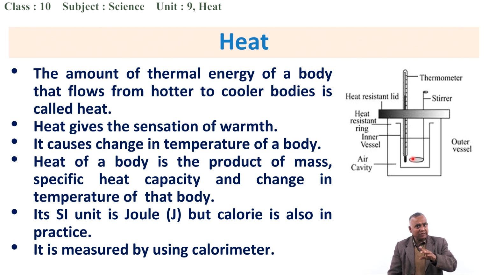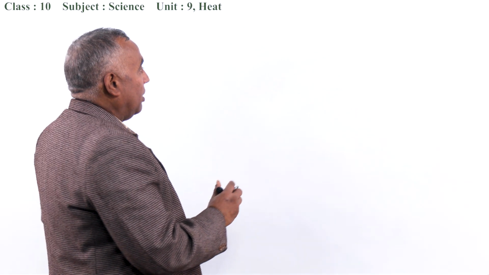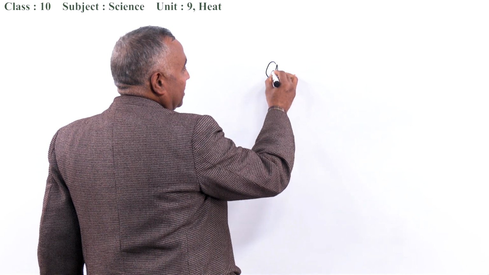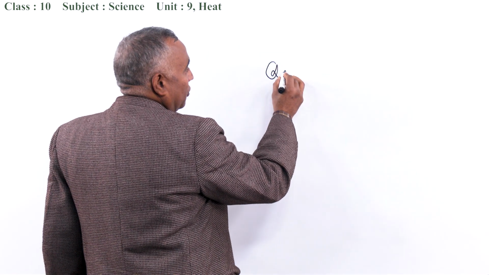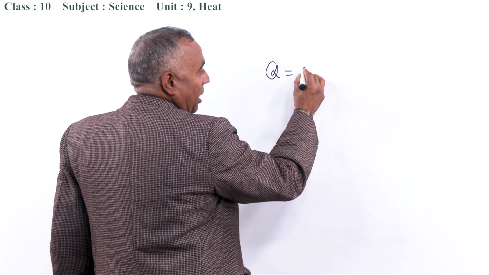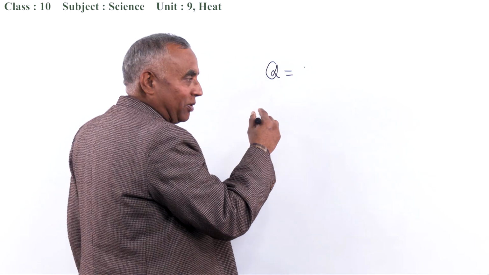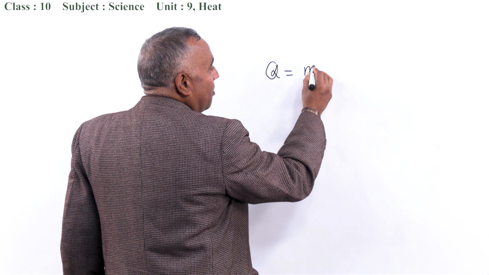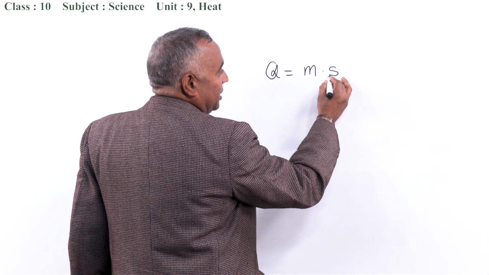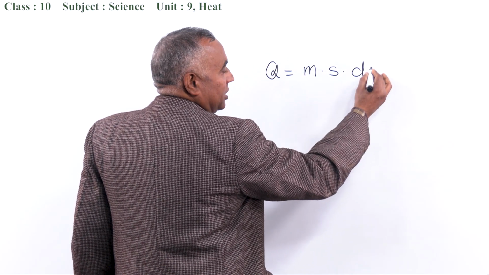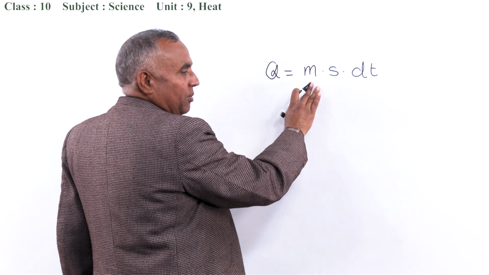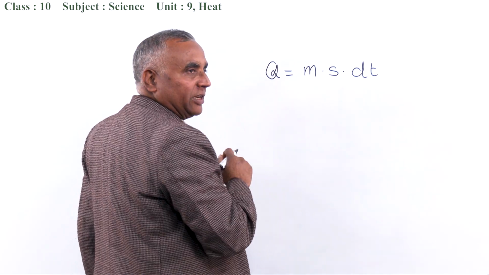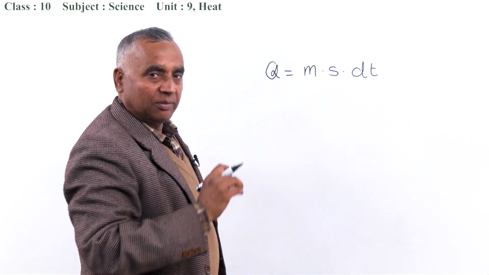Heat equation, indirectly I told you already the factors on which heat depends. Heat depends on 3 factors, and all 3 are directly proportional: mass, specific heat capacity, and change in temperature. So here Q is the amount of heat, M is mass, S is specific heat capacity, and DT is the difference in temperature.